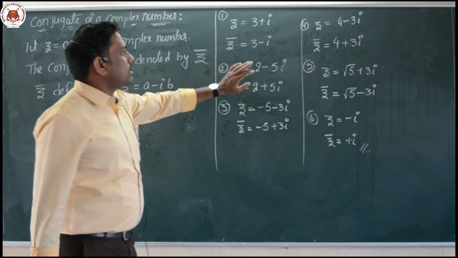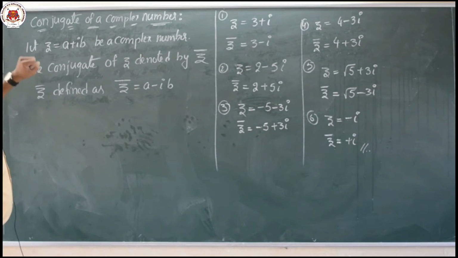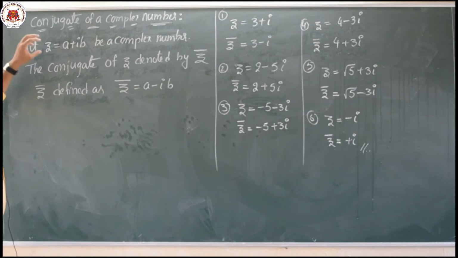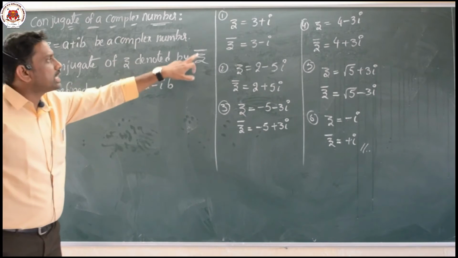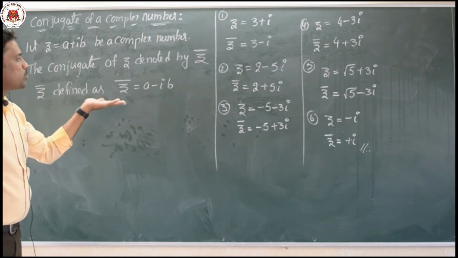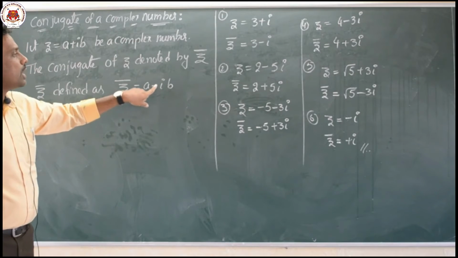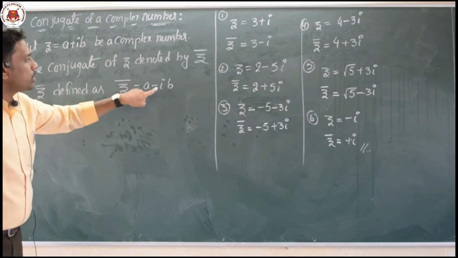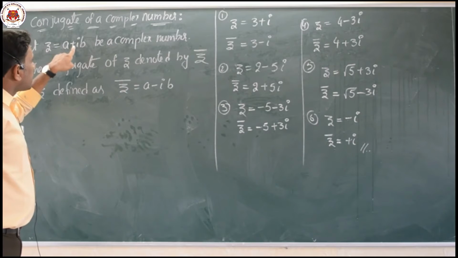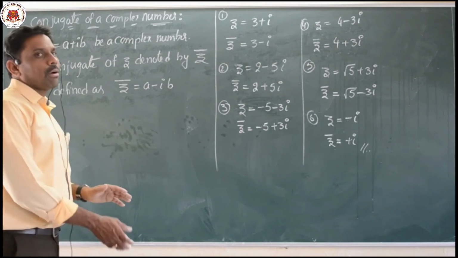So these are the problems on the conjugate of a complex number. One more time, what is the conjugate of a complex number? A complex number in the form z equal to a plus ib has its conjugate denoted by z bar. So what is the formula? z bar means you just change the sign of the imaginary part. The imaginary part is nothing but i. Here it is plus i, so you write minus i. Suppose here it is minus i, then you put plus i. This is about the conjugate of a complex number.